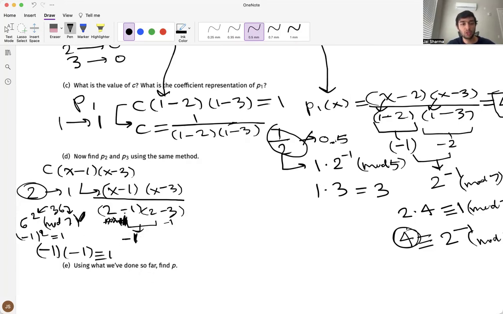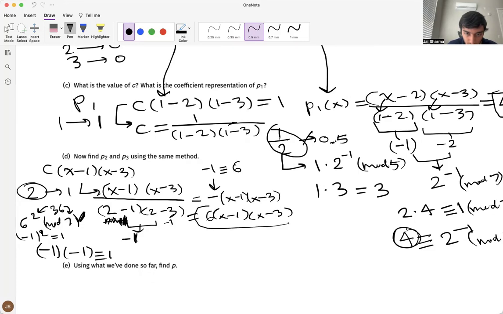Yeah, so we can actually just write this as negative x minus 1 times x minus 3. And if we didn't want this negative sign out here, we have to remember that -1, since that's the same as 6 mod 7, we could actually replace this with a 6, and that would have been the same thing. So this is also equal to 6 times x minus 1 times x minus 3. This is also the same thing. So I'm going to circle that, and we have the other one circled on the other side.